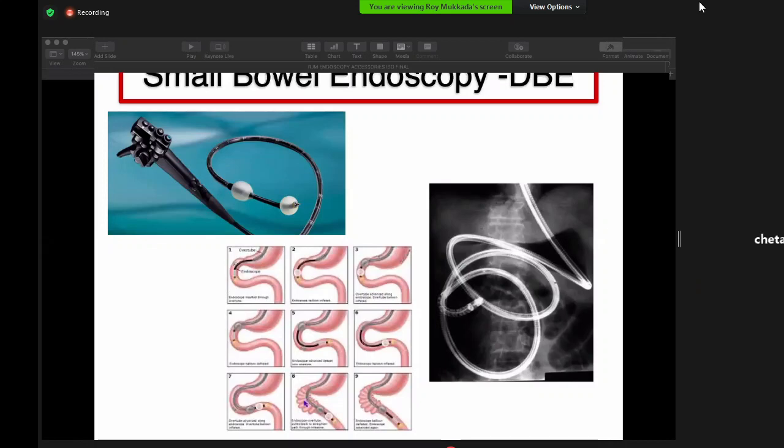So this is a small bowel enteroscopy. It's a double balloon enteroscope, which is used to detect small bowel pathology. It can be both diagnostic as well as therapeutic. It can be used in the diagnosis as well as treatment of lesions like small bowel tumors and small bowel polyps.